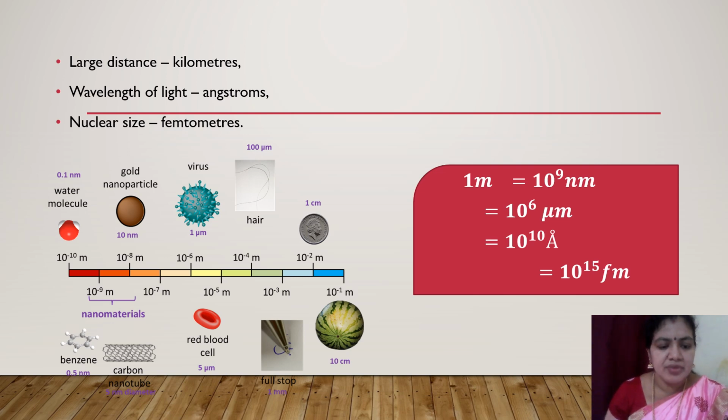So here I have given some examples of the different quantities and their length scales. Nanomaterials, 10 power minus 9 meter. Virus, it is 1 micrometer, 10 power minus 6 meters. Hair is in the scale of 100 micrometer. Water molecule, you can see it is 0.1 nanometer. So different examples have been given here.